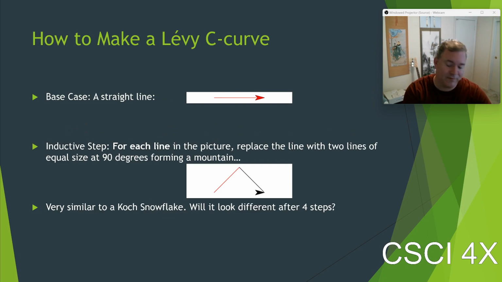Okay. So let's do the Levy curve, and we'll spend a few minutes on this. The Levy curve is very similar to the Koch snowflake, except instead of just the middle third turning into a mountain, the whole line does. So it's even simpler. You're just going to have 2 lines instead of 4, like the previous one.